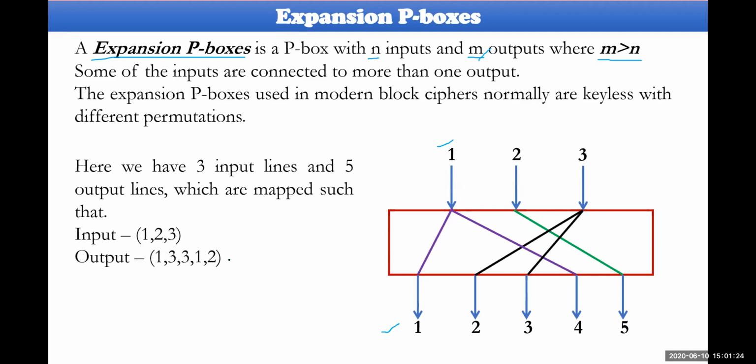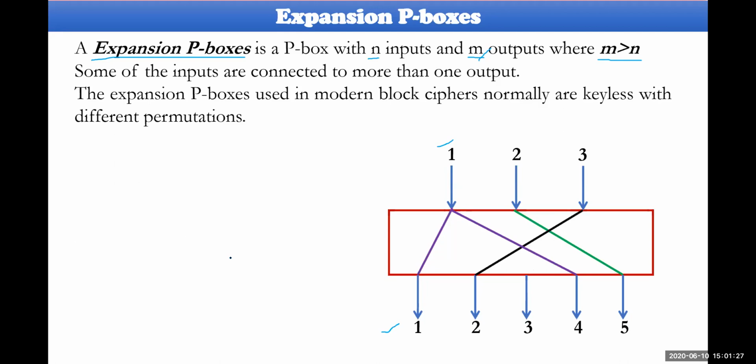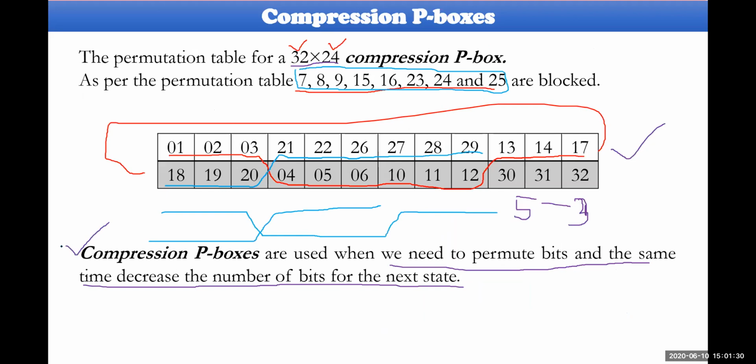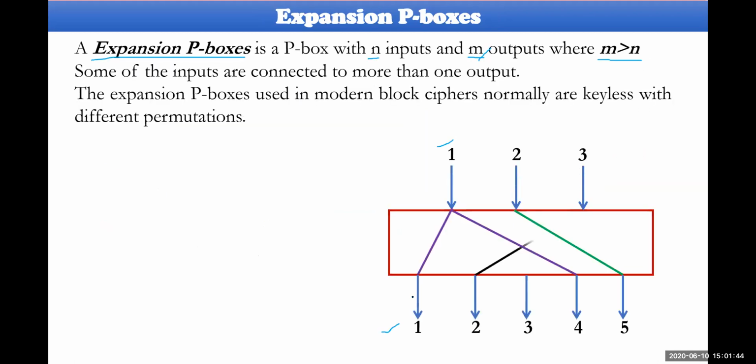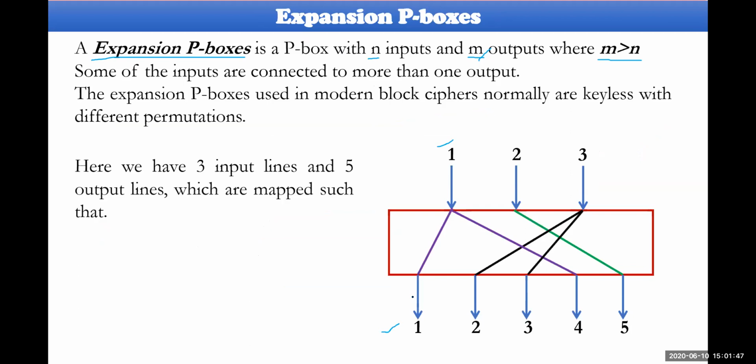Conversely, just before I made one particular statement: compression will be used at one stage where you may have a huge number of bits, and the next state might have a reduced number of outputs. In the sense, compression can be used. Conversely, expansions can be used: in the previous state the number of inputs is less, and in the next state the number of outputs is more. Then you have to use expansion P boxes. All of these are used to make your plaintext into ciphertext and your ciphertext back to plain text.